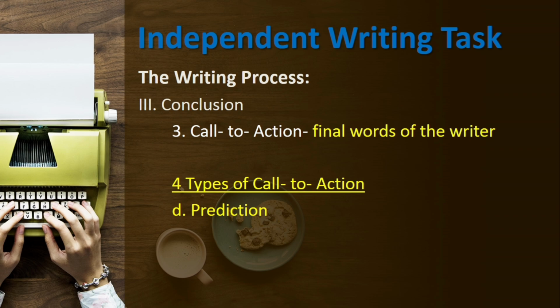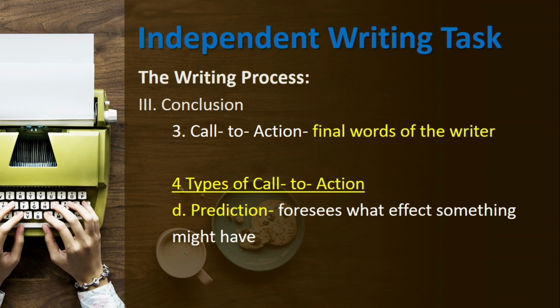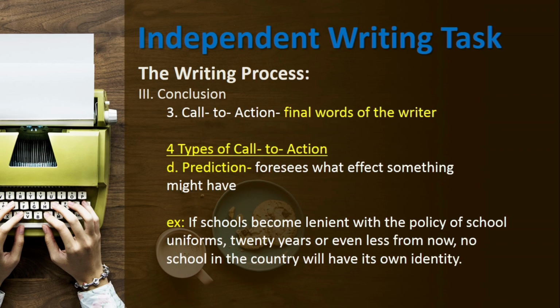The last type of call to action is called a prediction. I bet all of you know what a prediction is. Now, in an essay, it is when the writer foresees what effect something might have. For example, if schools become lenient with the policy of school uniforms, 20 years or even less from now, no school in the country will have its own identity.